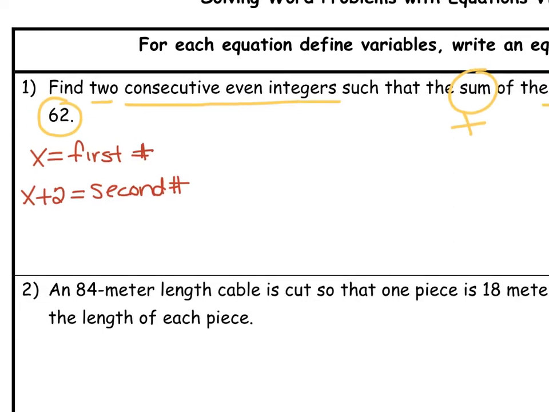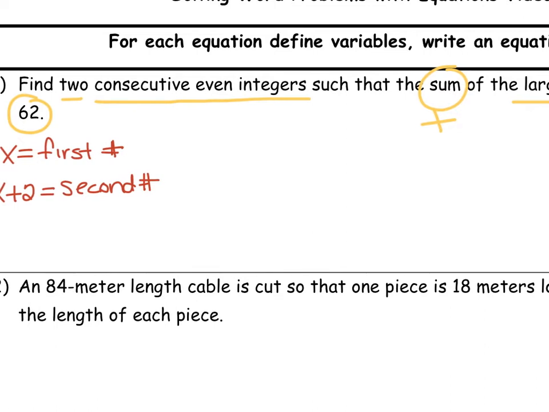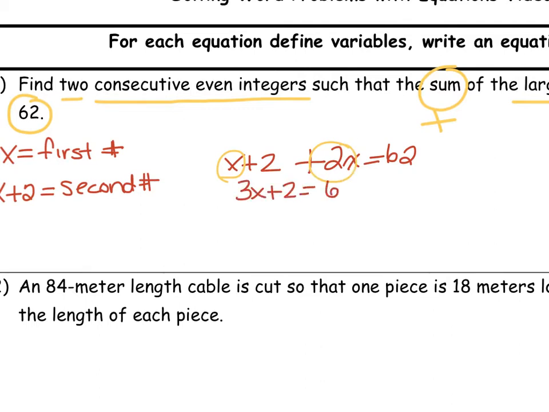So now we need to go back and write our equation. Find two consecutive even integers such that the sum of the larger integer, which is x plus 2, and twice the smaller integer, which is x, is 62. So we're going to combine like terms, get 3x plus 2 equals 62, subtract 2, we get 3x equals 60, divide by 3 on each side, and we get x equals 20.